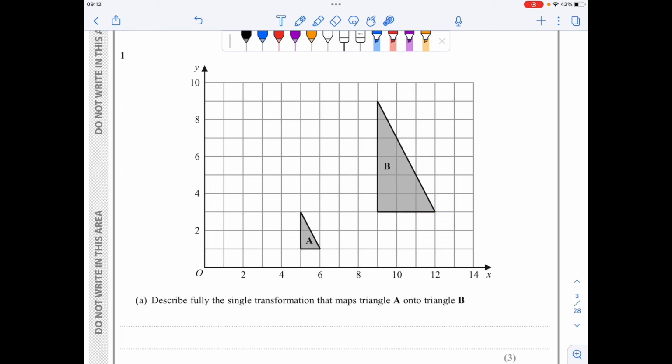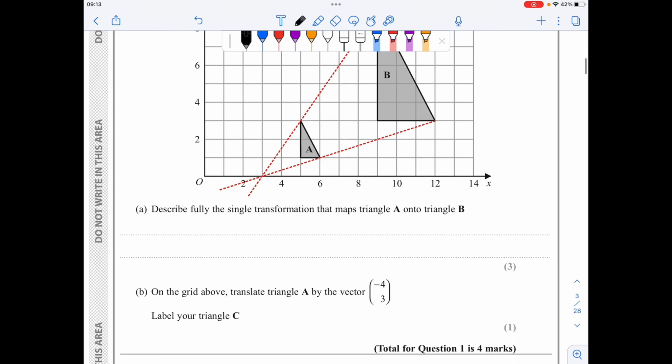What we need to find as well is the center. To do so, take any pair of corresponding vertices and join them and see where they meet. So for example, I'll take these two, join them, I'll take these two, join them and see where they meet. As you can see, these two lines meet at the point with coordinates (3, 0), and that's the center of enlargement. So let's write everything down.